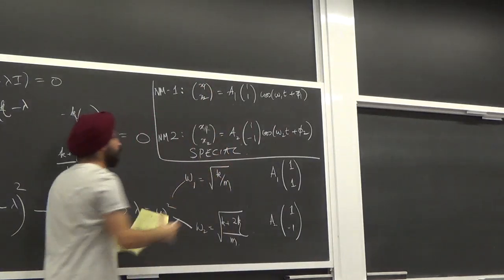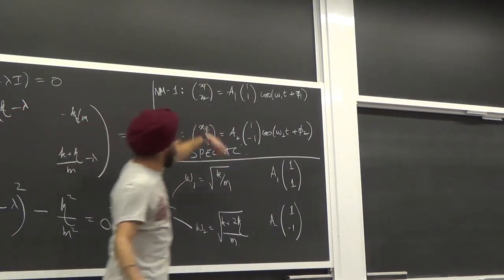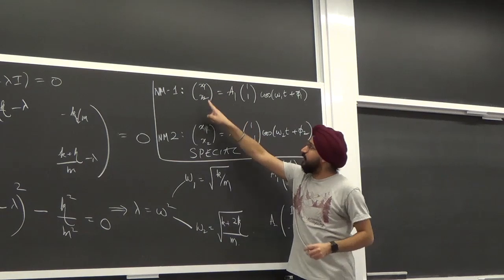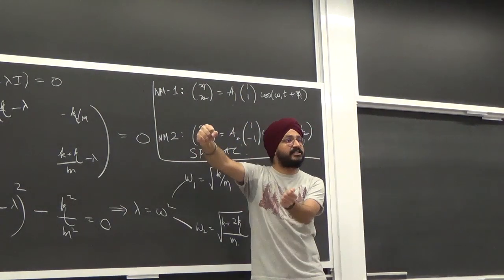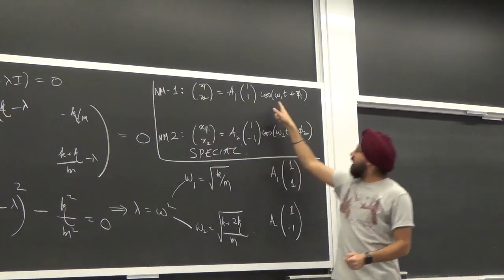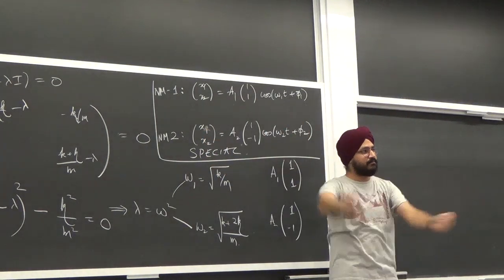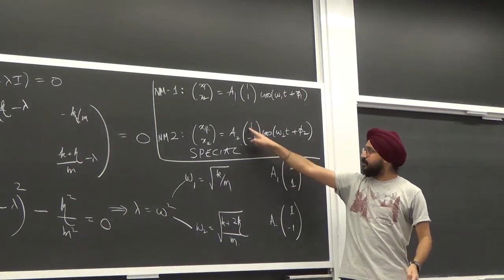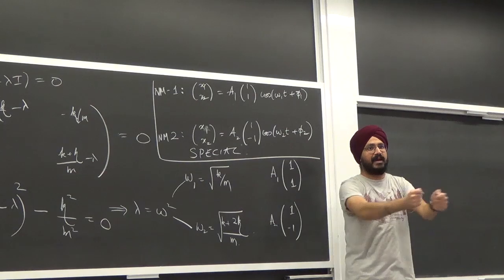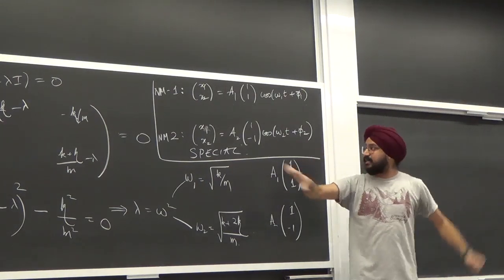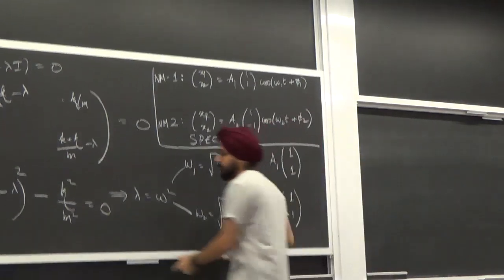But these special solutions say the fact that I started x1 and x2 at the same displacement, and they have the same frequency of oscillation. If I start them in opposite amplitudes, A and minus A, they go at the same frequency. These are special normal modes.